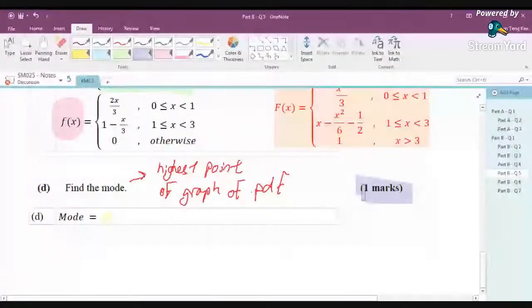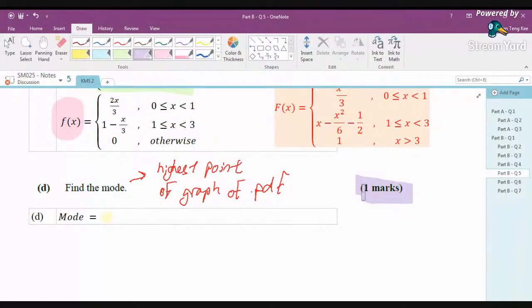So by right, the answer is very simple. There doesn't involve a complicated calculation. So in this case, let's just see how we can get the answer. First of all, if you notice, the intervals for your small letter f are from 0 to 1 and 1 to 3. Both of the functions we have are straight line functions.